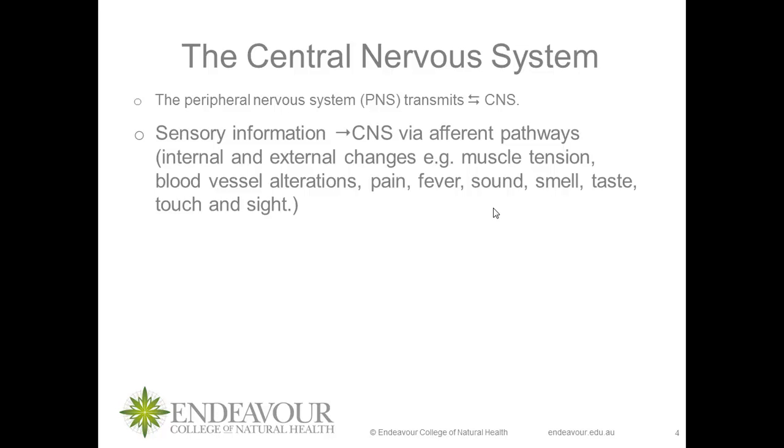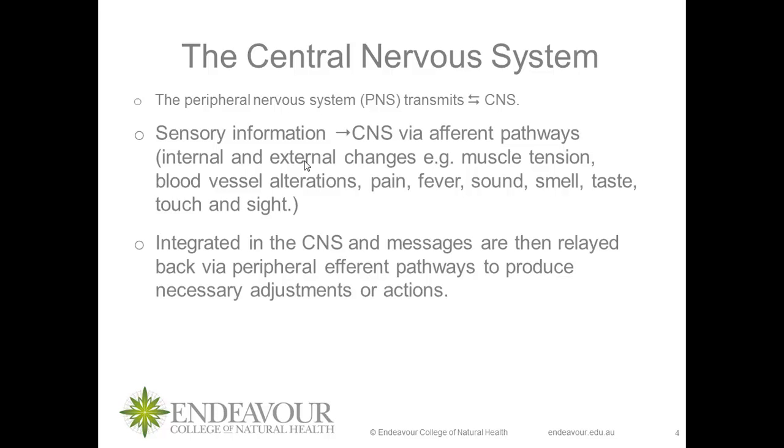So the peripheral nervous system will send signals into the CNS. The CNS, as we will see, will process that information and then send a signal back out again. If it's sensory information coming in, that's an afferent pathway. Review that term. This sensory information is picking up changes inside the body, but also from outside. If it's outside, it's your five senses. It's sound, smell, taste, touch, sight. If it's internal changes, it's muscle tension, blood vessels, pain. That pain might be caused by an external change, might also be caused by an internal change.